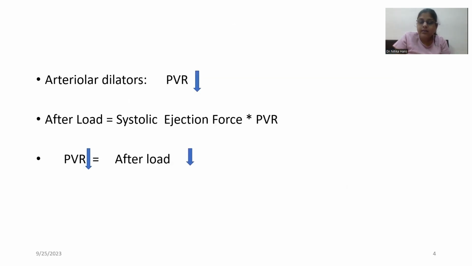Arteriolar dilators decrease the peripheral vascular resistance. Afterload is equal to systolic ejection fraction into peripheral vascular resistance. As they decrease the arteriolar resistance, peripheral vascular resistance is reduced, so afterload will be reduced.